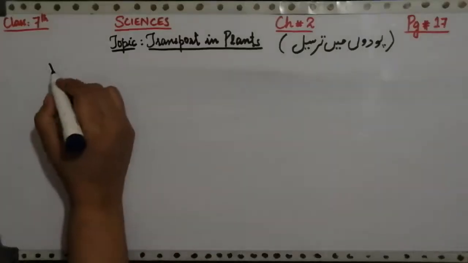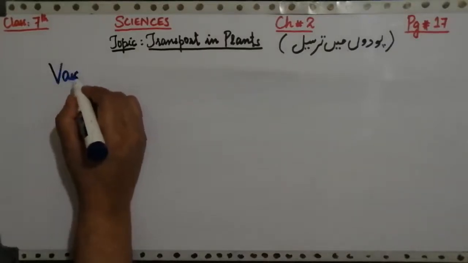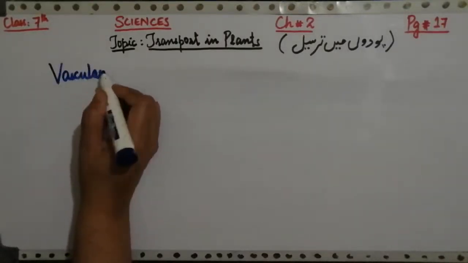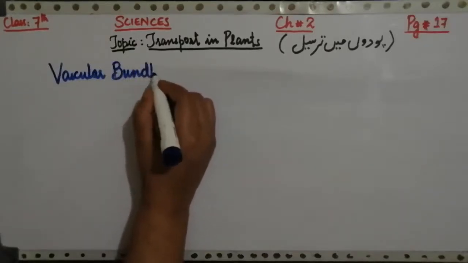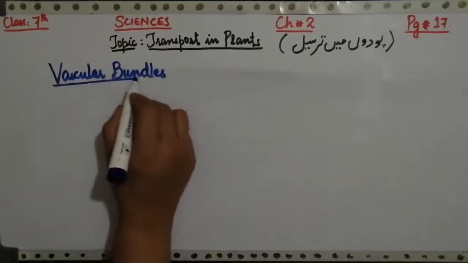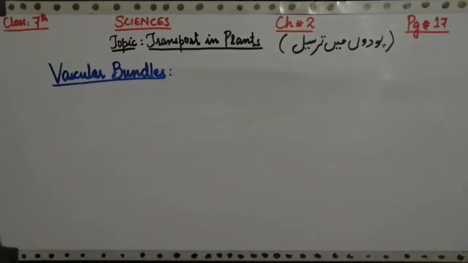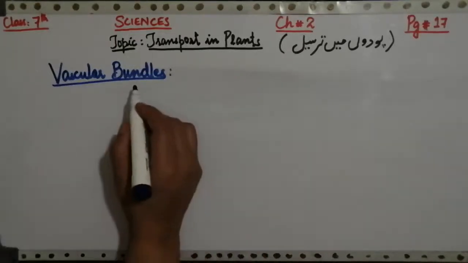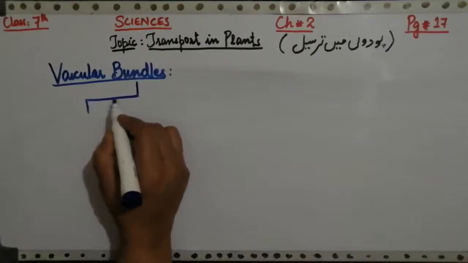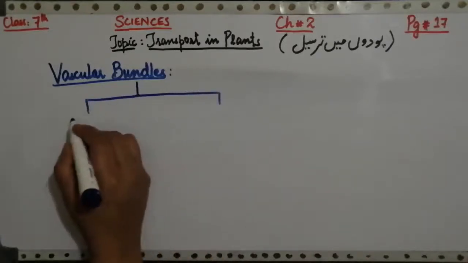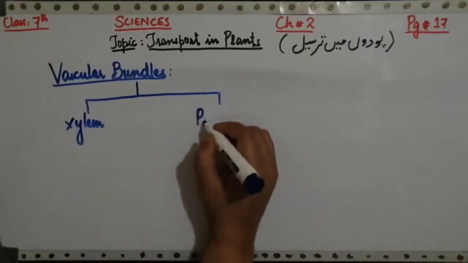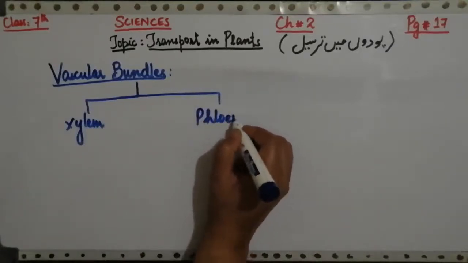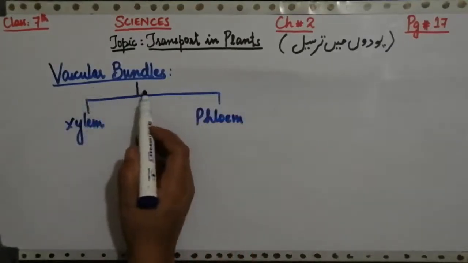Now another question we have is vascular bundle. What are vascular bundles? Vascular bundles are basically the collective form of xylem and phloem. What are vascular bundles? The xylem tubes and the phloem tubes are collectively called vascular bundles.